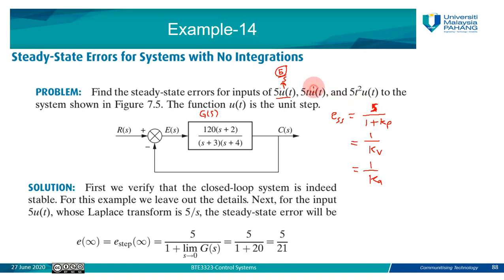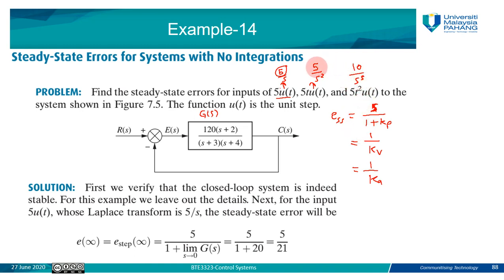When I convert this one, it will give you 5 over s squared. How do we convert using the Laplace transform? We just use the table in chapter 2, which lists how to convert different types of function from the time domain to the frequency domain, or how to find the Laplace transform. The last one will be 10 over s cubed. So this will be the Laplace transform of 5t squared u(t). You just go through the table and you will find it like this.